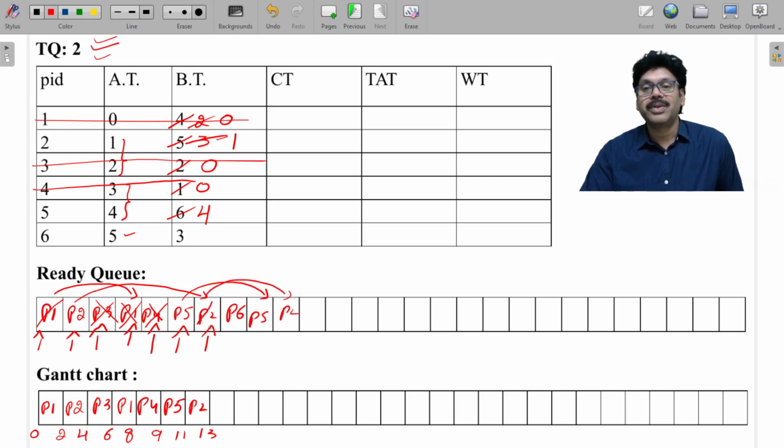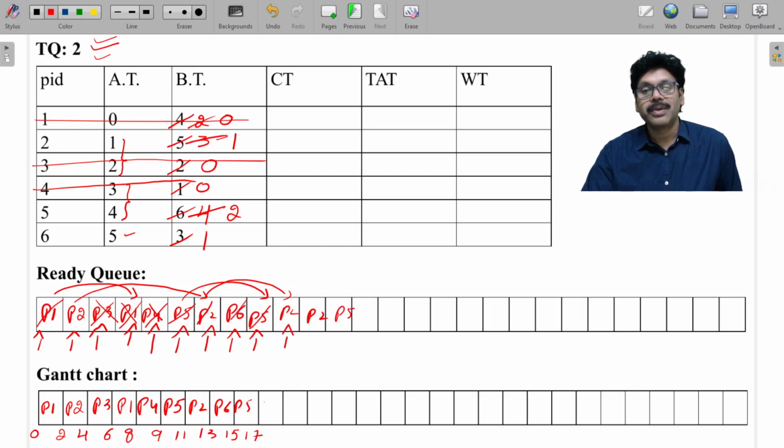Now the head of the queue. What is the head of the queue? P6. P6 is requiring 3. I can give only 2. So balance is 1. So P6 reaches 15. Now P6 will go into the queue. Now the head of the queue is P5. P5's balance is 4, but I can give only 2. Balance is 2. So P5 is executed 2 more units. P5 again brought to the queue.